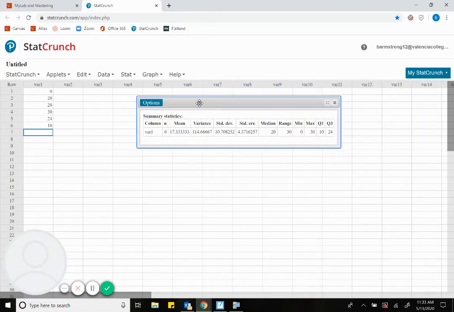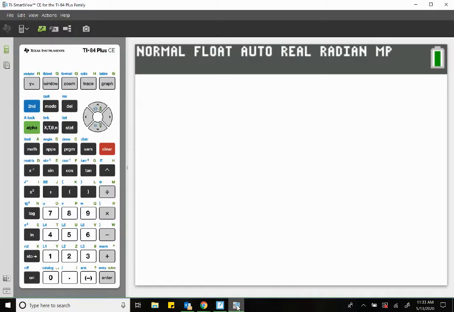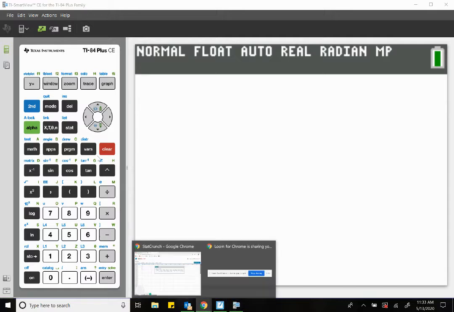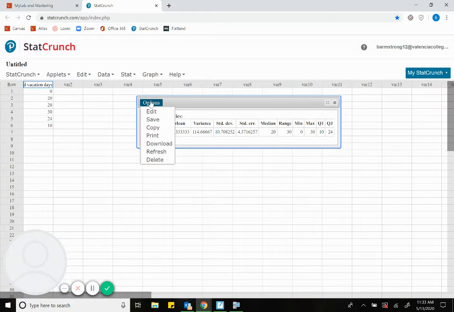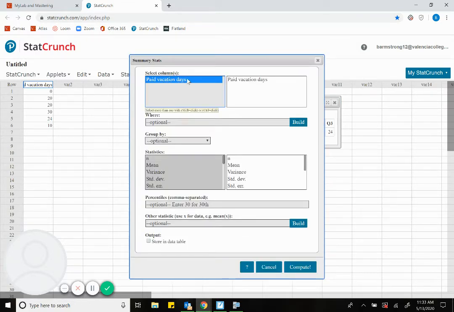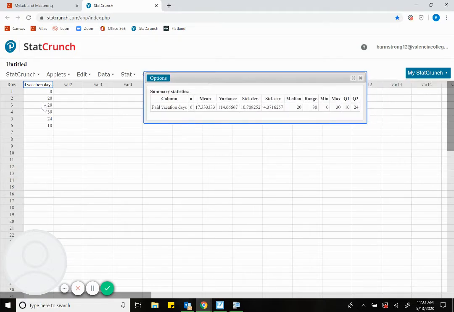All right. So here you can see the name of the column. So if I wanted to name this paid, what did they call this? Paid vacation days. If I really wanted to, I could have come in here and called this paid vacation days. Then I go back into my options and I can edit it again. See paid vacation days and compute. Okay, it doesn't really matter as long as you know what that column is about.